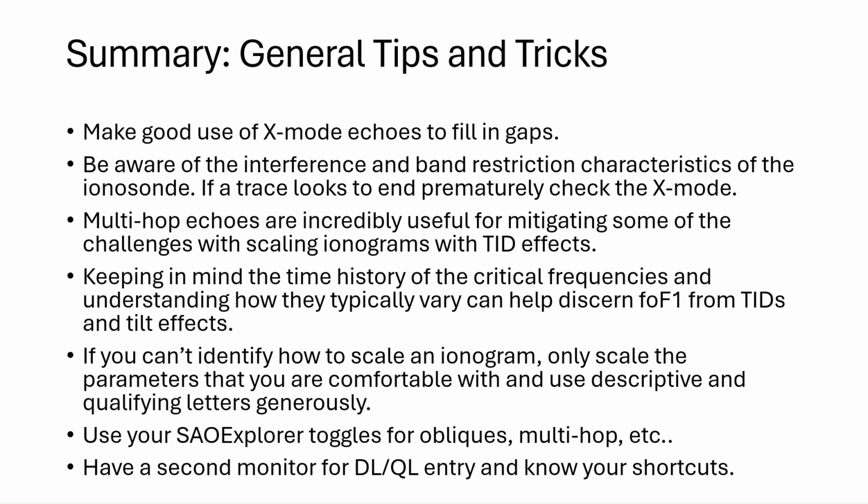Just to finish off, generally you want to make very effective use of that X mode reflection. It's a saving grace in a lot of circumstances. You want to be aware of your interference or restricted bands, and be aware of if you have early truncation of the F2 trace, making use of the X mode to fill that in if you can. Multi-hop can both be a problem and a solution in a lot of different ways, depending on the context. Solution, particularly with spread F.